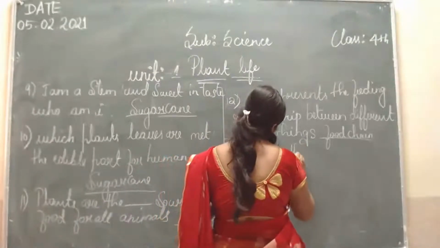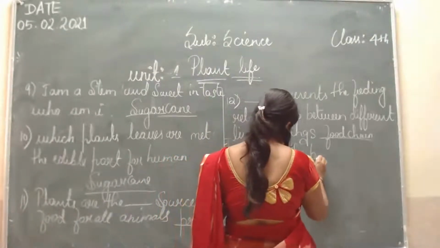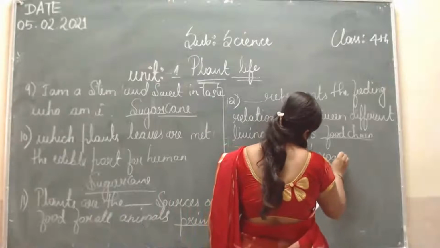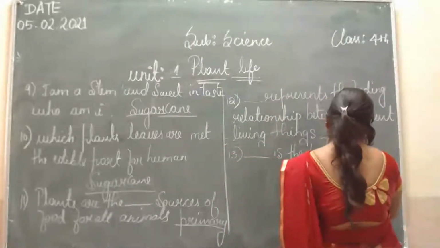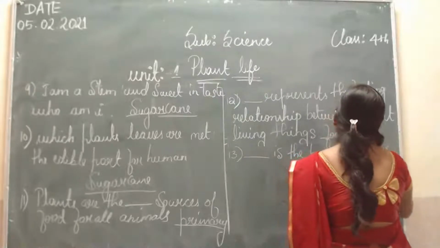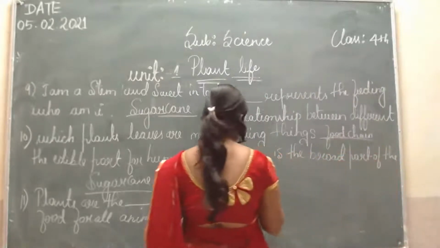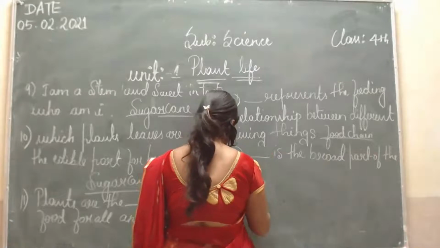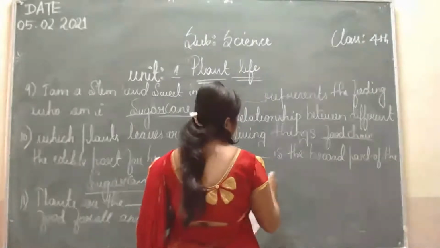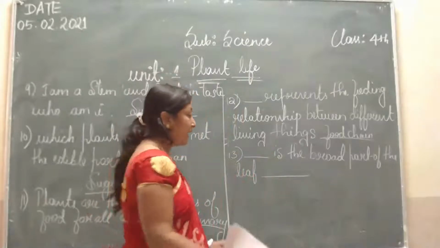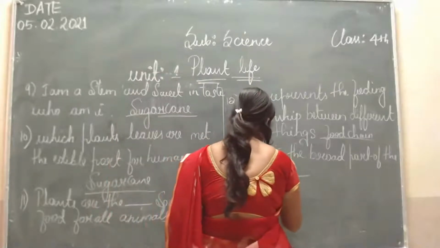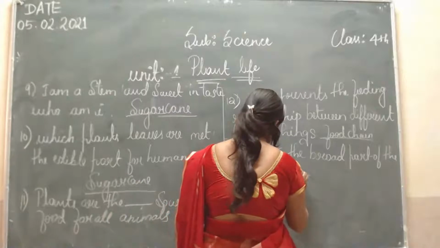Dash is the broad part of the leaf. Which is the broad part of a leaf? Leaf blade. Answer is leaf blade.